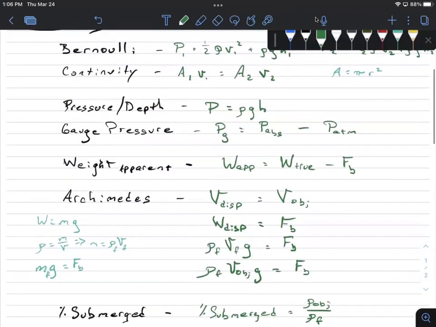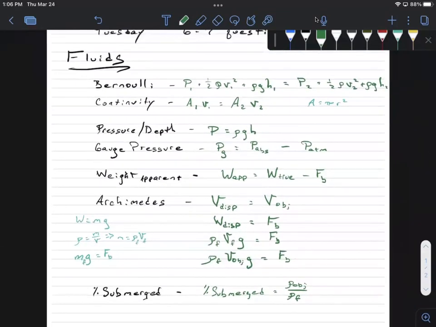And I believe that's all of the topics. So it's a whole bunch of little topics. We got Bernoulli and continuity as one topic here. You've got the pressure depth relationship and gauge pressure, which go along together. And then you've got the apparent weight and Archimedes, which go together as a topic. And then little bitty percent submerged is its own little topic. So it's kind of like you have 4 subtopics under fluids.